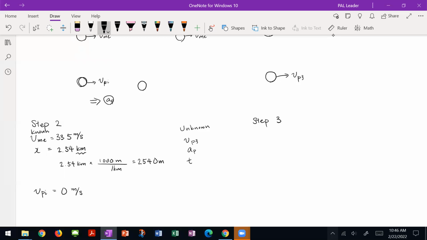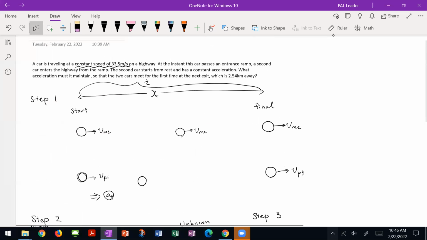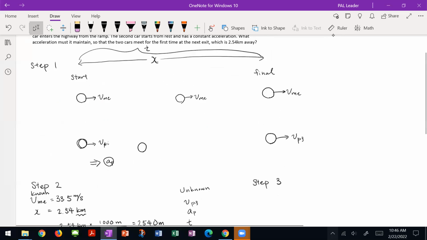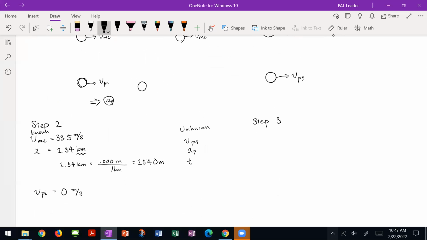But let's look at our equations now. We're not dealing with forces. We're just dealing with kinematics. So I'm going to write down our kinematics equations.